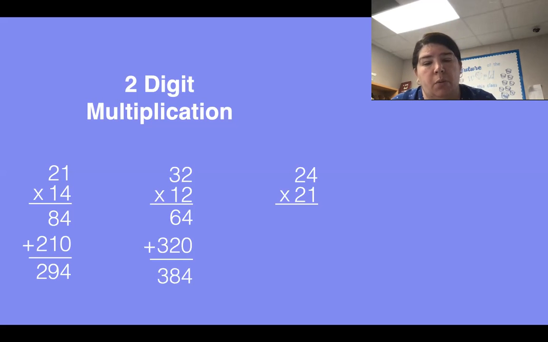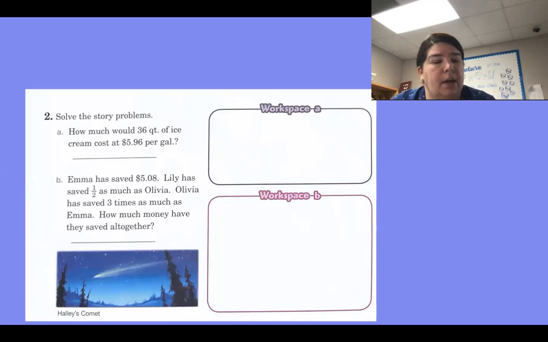Another one. 24 times 21. Multiply 24 times 1, you get 24. Multiply 24 times 2, and you get 48. Very good. But it's not 48 because we need that 0 in the ones place. So it's 480. Excellent. Now you have your two partial products. You add them together, and you get 504. Very good.